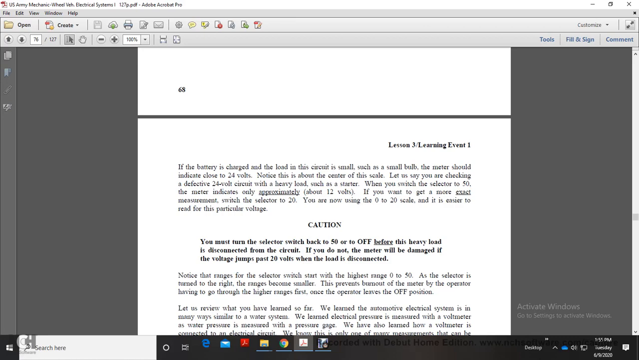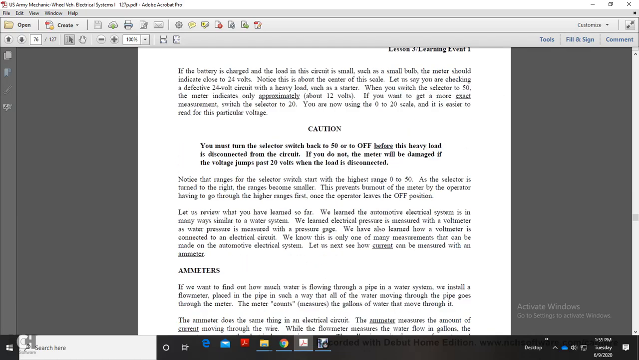Notice that above the center of the scale, you see the checking of the 24 volt circuit with a heavy load. If the selector switch is set to 50, the meter indicates approximately 12 volts. If you want more exact measurements, turn the selector switch to 20. You're now using the 0 to 20 scale, and it's easier to read the particular voltage.